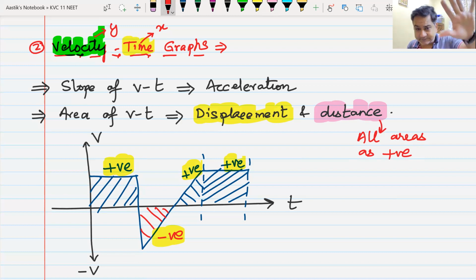I'll give you 1 or 2 minutes to just note this down. After that, you just have to solve some problems and we are done. Positive area, negative area, length into breadth is a rectangle or square, whatever. Half base into height is a triangle. That's all you need to know. Note it down fast.